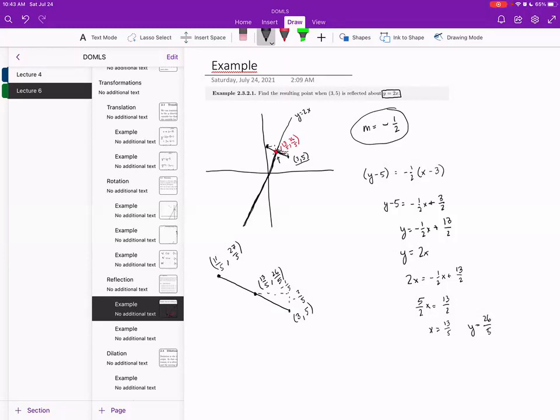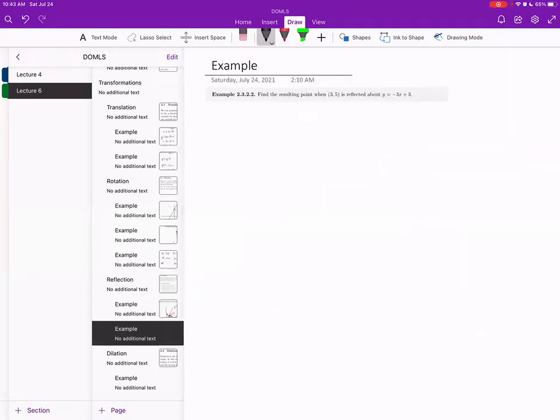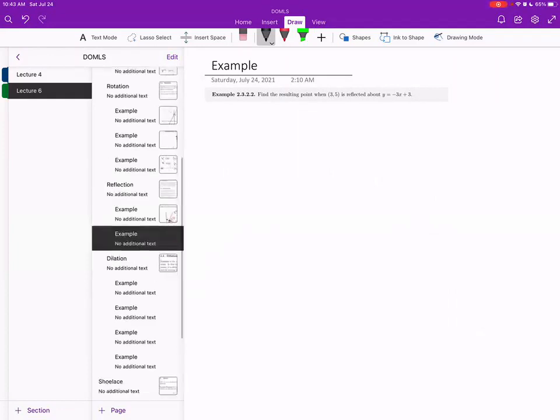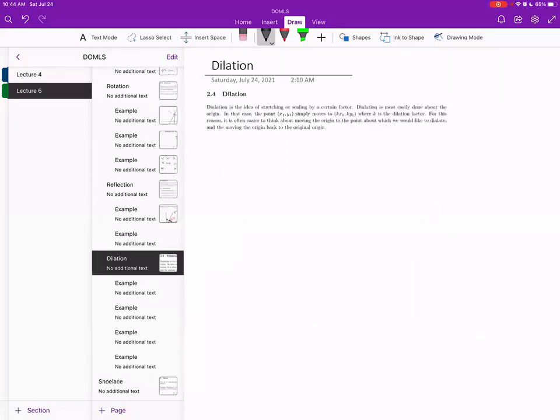So let's just do this again, except with a different problem. So now we want to find the resulting point when (3, 5) is reflected about y equals negative 3x plus 3. Actually, since this problem is the exact same idea, I think we'll skip this one and go to dilation, and maybe come back to this at the end if we have more time.